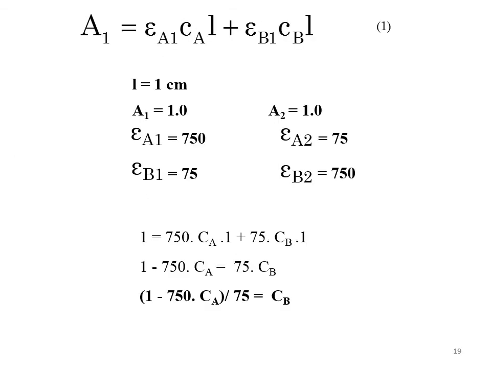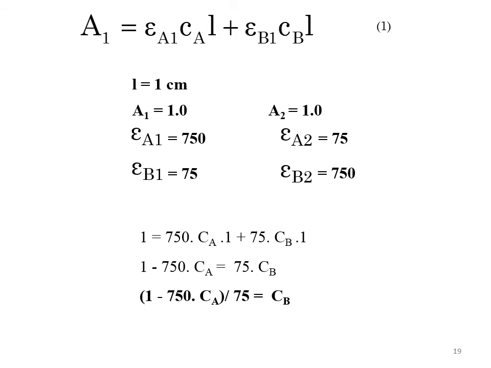Consider equation 1, which is A1 is equal to epsilon A1 into concentration of component A multiplied by the path length plus epsilon B1 into concentration of the component B in the solution into path length L. Now we can put different values which we have in this equation. The value of A1 is also available, the value of A2 is also available, we have also the values of epsilon A1, we have also the value of epsilon B1.